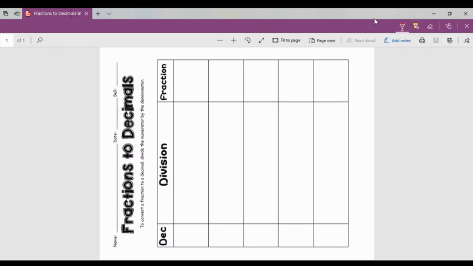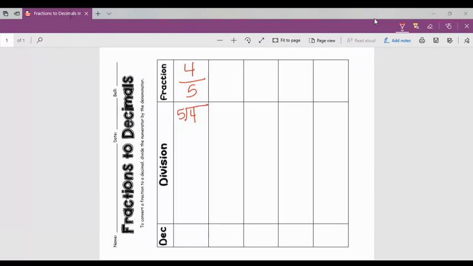So let's say we have the fraction 4/5. We'll start off with an easier one. It says to divide the numerator by the denominator. So this is the numerator, and I'm going to set up my division problem. My numerator is what goes on the inside as my dividend, and my denominator goes on the outside, which is my divisor.